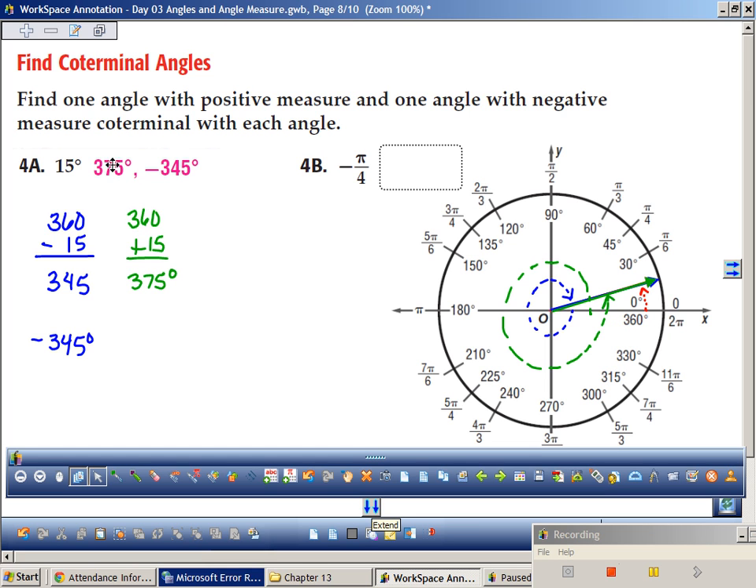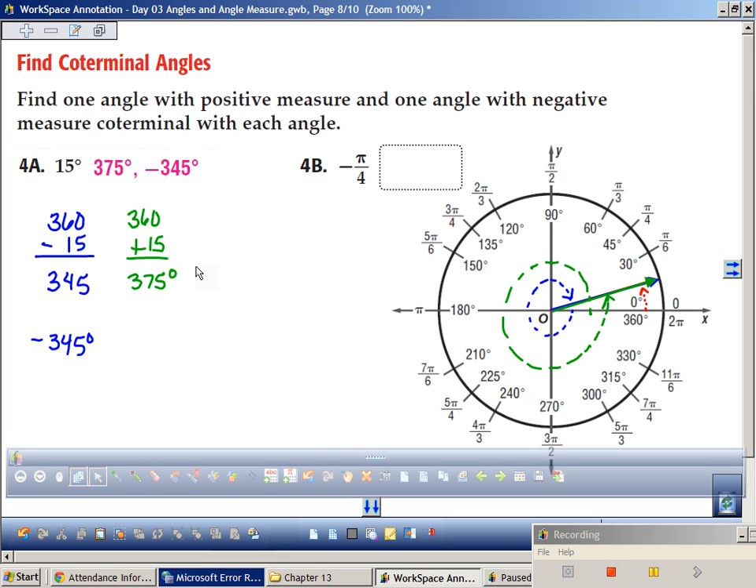That actually isn't the only answer. Couldn't you go around 2 rotations and add 15? Couldn't you go around 10 rotations and add 15? Wouldn't that be a coterminal angle? So these are possible answers. As long as it lands there, as long as it's coterminal, it's the correct answer.